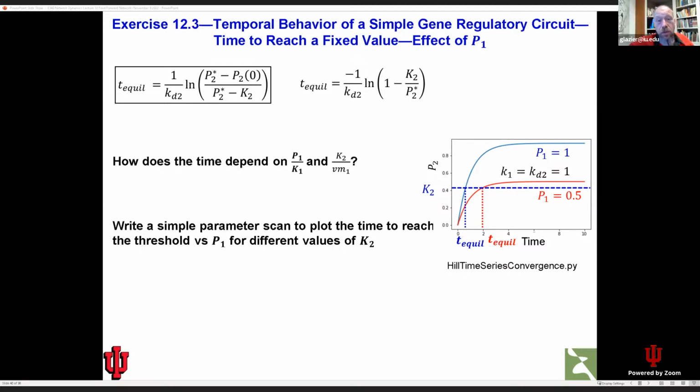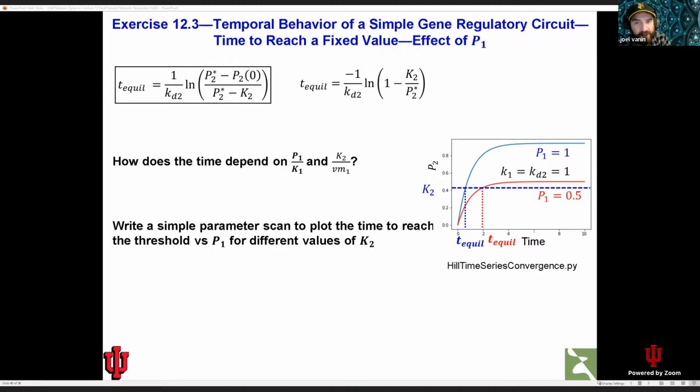Joel has asked a great question, which is the circuit is the one we started with, which is the simplest possible circuit. P1 activates P2. So all you're doing is saying P1 turns on P2, and you want to know, given P1 goes from 0 to 1, P2 is initially 0, how long does P2 take to get to a value of K2? That's the assignment, assuming a Hill function activation.